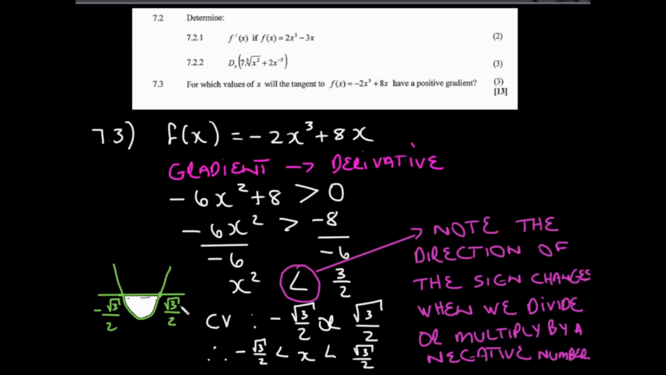Where is this function negative? Okay, please don't forget the direction of the sign changes when we divide or multiply by a negative number. So we went from more than to less than. And where do you see less than in this function? We see less than in this white shaded area. So that means that x is greater than negative square root 3 over 2, but x is less than square root 3 over 2.